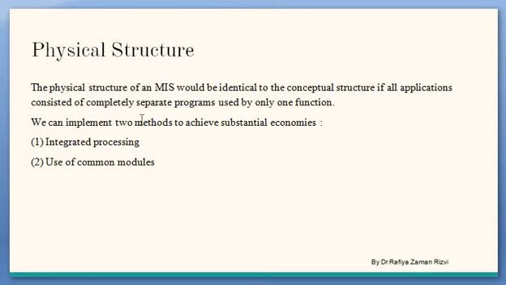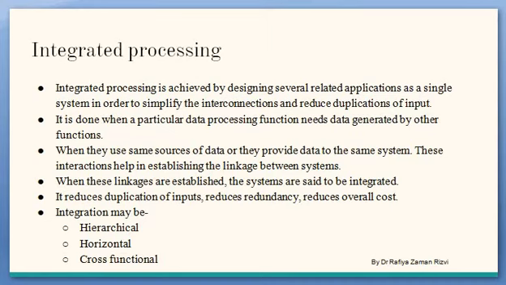Okay, we can implement two methods to achieve substantial economies. Two methods are integrated processing and use of common modules. Now, the integrated processing, the first method for determining the physical structure. The integrated processing is achieved by designing several related applications as a single system in order to simplify the interconnections and reduce duplications of input.